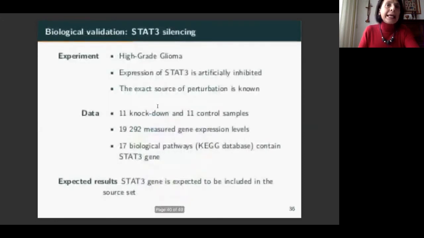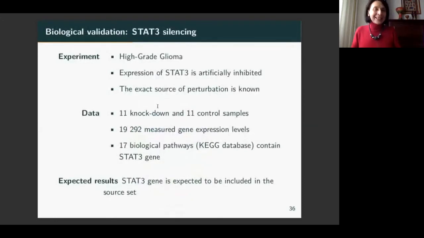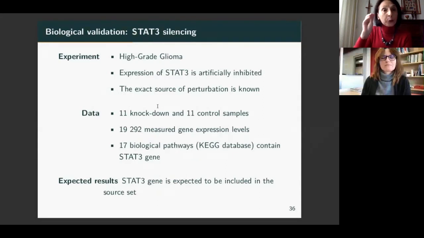And once again, we like validating our tools. So here we considered a silencing experiment because, in silencing experiments, the source of perturbation is known precisely, and you hope to retrieve that in your analysis.